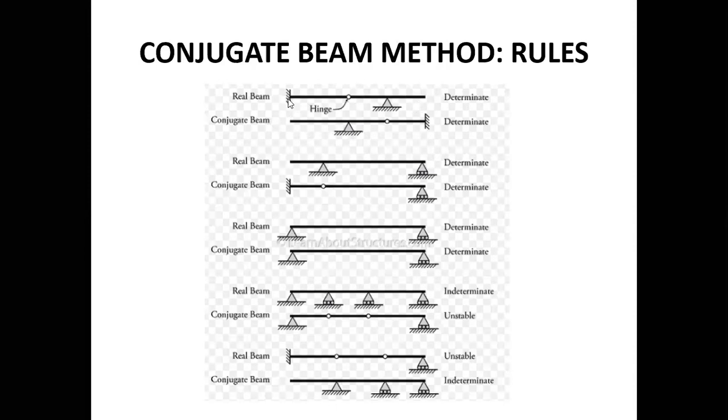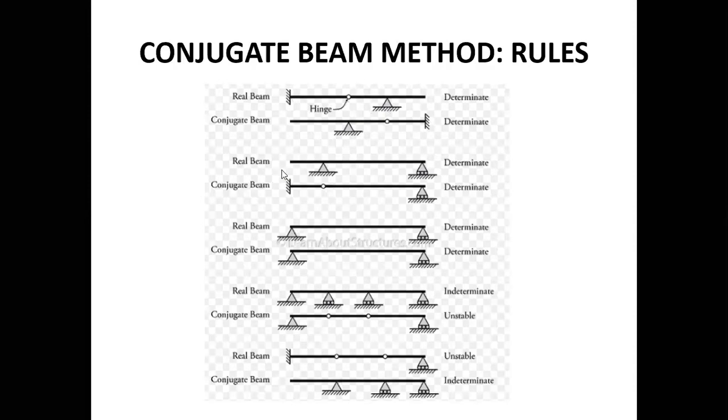Here the fixed end has turned to a free end, the internal hinge turns to an intermediate support, and the intermediate support is converted into an internal hinge. And the free end becomes a fixed end. The rules are simple: free end becomes fixed end, fixed end becomes free end, internal hinge becomes intermediate support, and intermediate support becomes internal hinge.